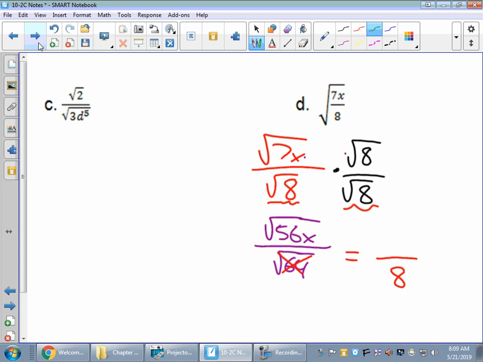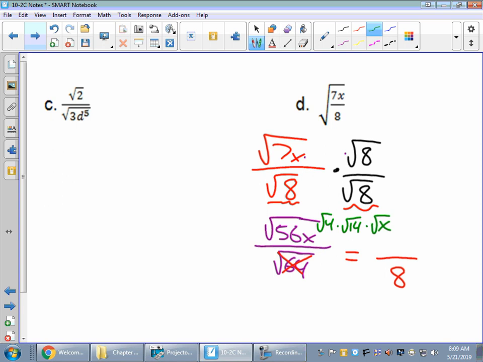Now, what do you do with this other one here, the square root of 56x? Because we can break that down further. Okay, so let's think about, do we have any perfect squares? Well, I know that the square root of 4 times 14 would be 56. So I could rewrite this as the square root of 4 times the square root of 14. And we can't forget that square root of x. Okay, so I could write that down.